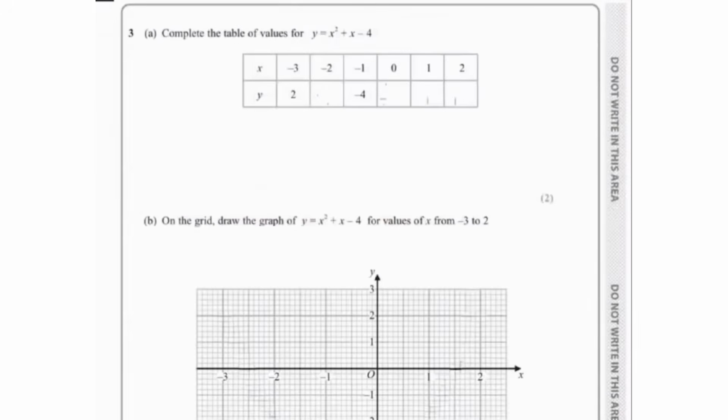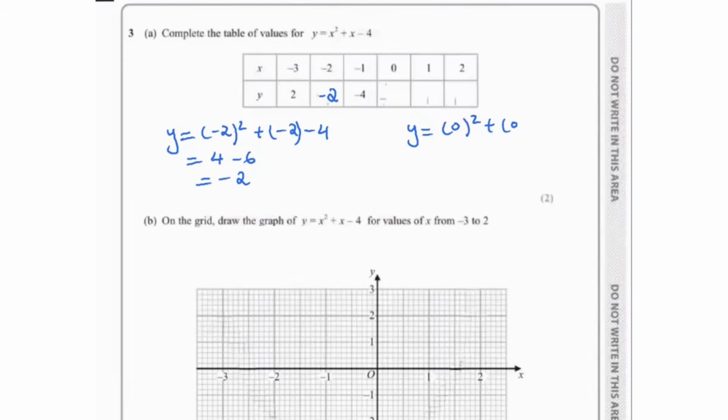Then complete the table of values for y equals x squared plus x minus 4. So very simple question. You just have to substitute the values of x in the equation to find the corresponding y values. So for the first one, y equals negative 2 squared plus negative 2 minus 4. That's 4 minus 6, and that's negative 2. Then you put x equals 0, that's y equals 0 squared plus 0 minus 4, negative 4.